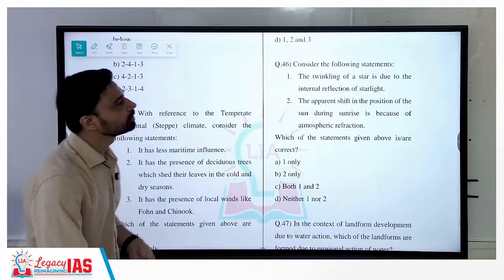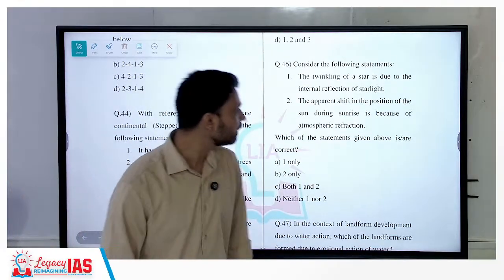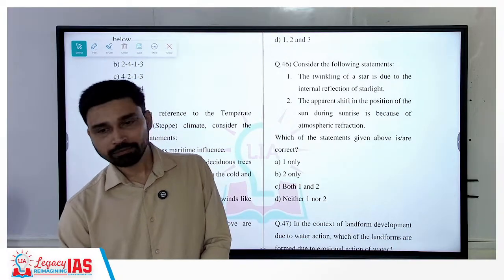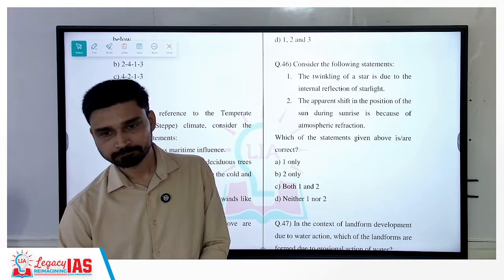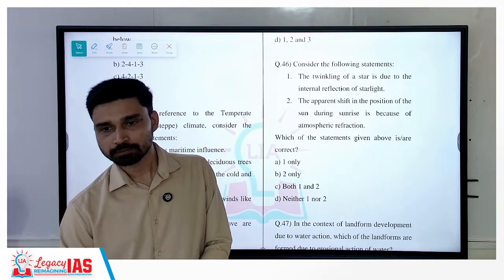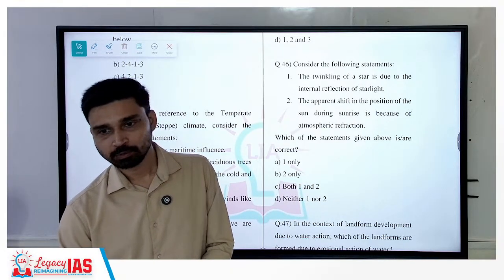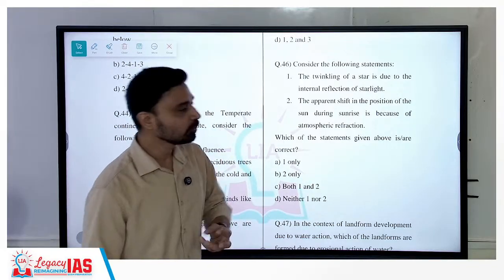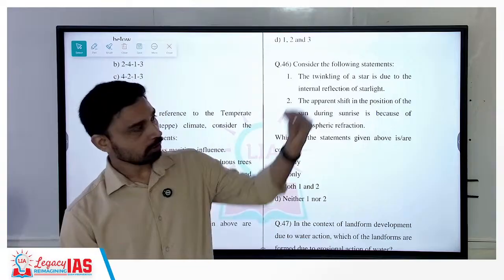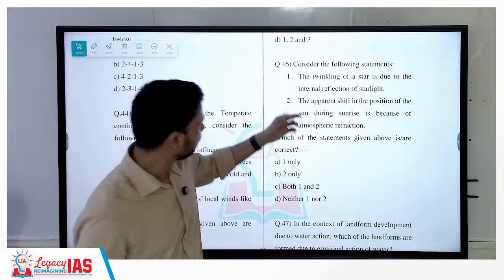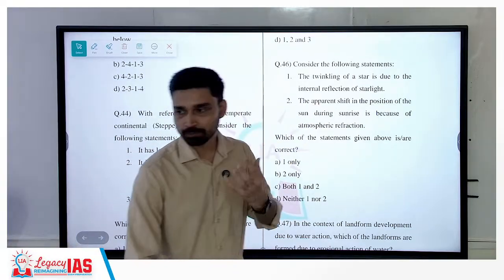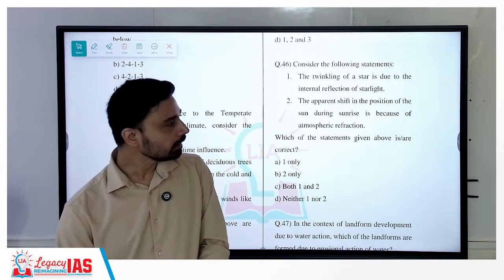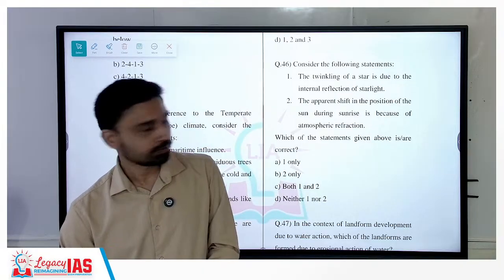Then 46. Twinkling of a star is due to internal reflection of starlight. True or false? Why do we see twinkling of stars? Do stars twinkle or not? Yes. Twinkle, twinkle, little star. In childhood you had studied about this. So why is it twinkling? Because light is coming and it's refraction, not internal reflection. So atmospheric refraction is the reason behind it, not reflection. Okay. Internal reflection is incorrect.